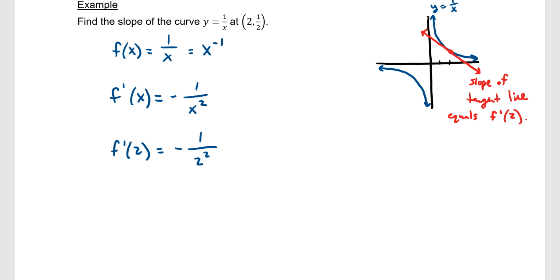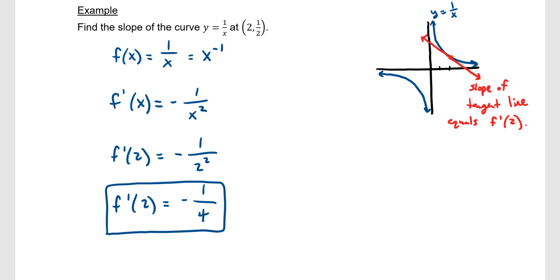So that means the slope of the curve at that point is -1/4, which seems reasonable because what we drew over here, we know that's a negative slope because it's a decreasing line. So it seems like the slope of that tangent line at that point is -1/4.